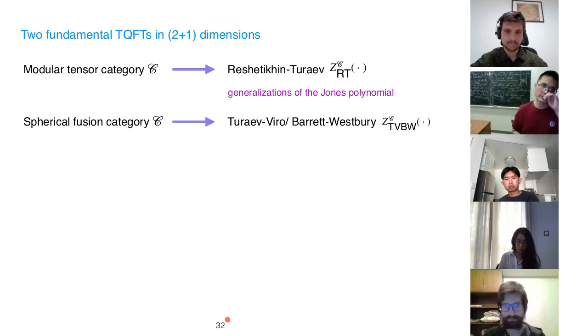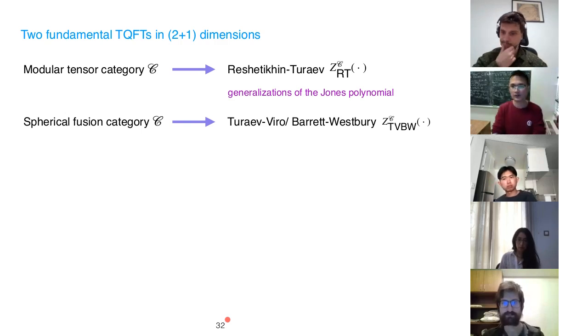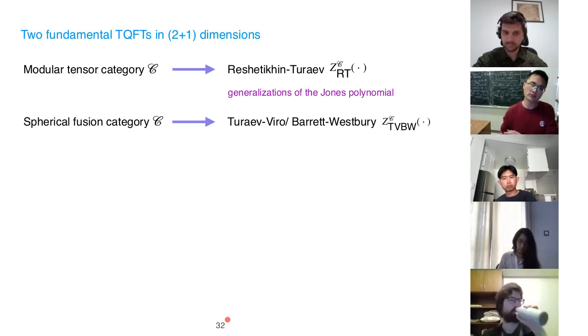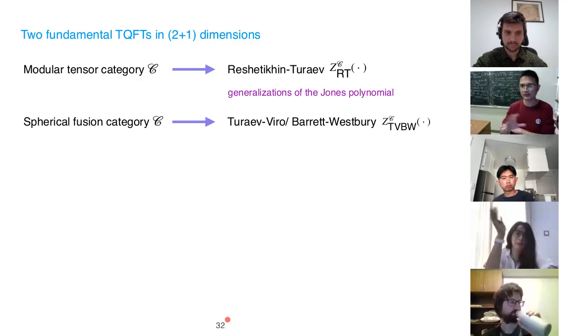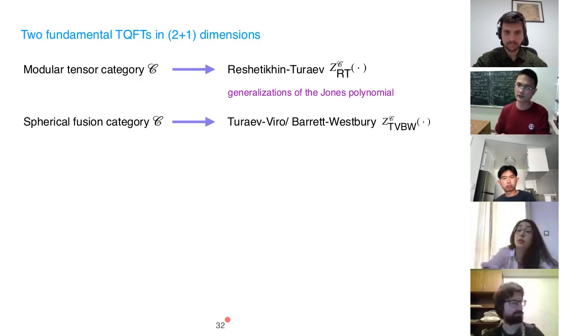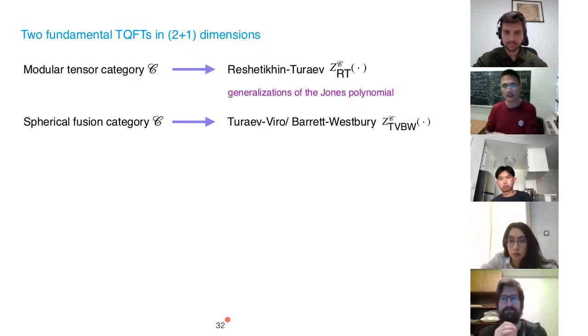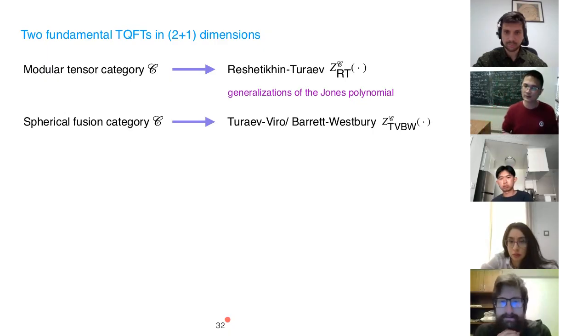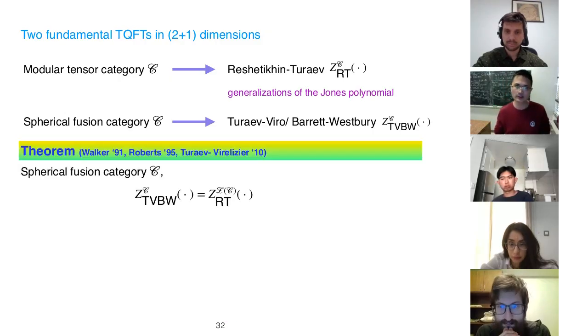In 2+1 dimensions, there are two fundamental families of TQFTs: the so-called Reshetikhin-Turaev-Witten TQFT, constructed from a modular tensor category, which are like generalizations of the Jones polynomial of knots. And also the Turaev-Viro-Barrett-Westbury TQFT, constructed from a spherical fusion category. A classical result in this field is that these two TQFTs are actually related to each other.